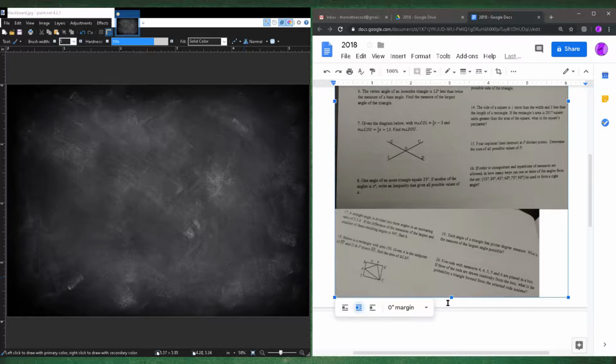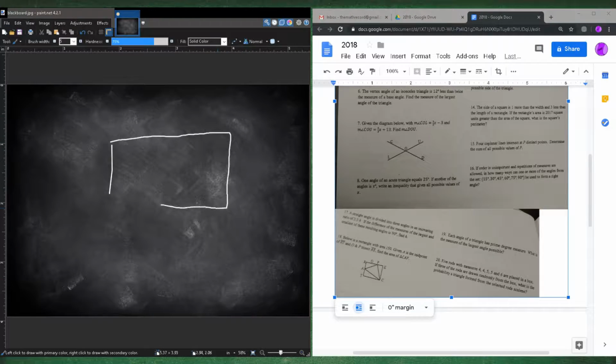Okay. Number 18. Below is a rectangle with area 150. Okay, let's kind of draw this out. We have somewhere here, here, then back down here. Okay. And we have a length here, we have a length here, and we have another length right here.